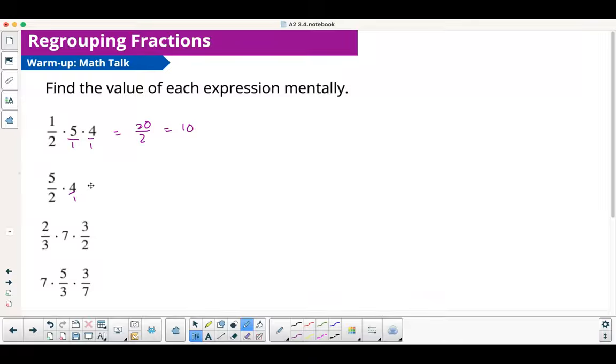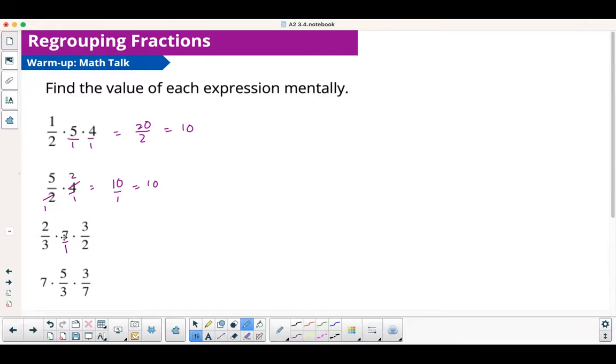Now, on this one, kind of the same thing. I could do 5 times 4 is 20. 2 times 1 is 2. Or here's another way you can do it. You can cross reduce. So 4 and 2 are both divisible by 2. So I make that a 1, make that a 2. So now it's 10 over 1, which is just 10.